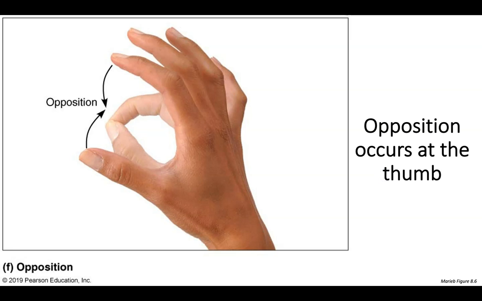And then finally, opposition. Opposition is basically touching your thumb to all 4 of your other fingers on the same hand. That is opposition, and it's a special motion of the thumb.